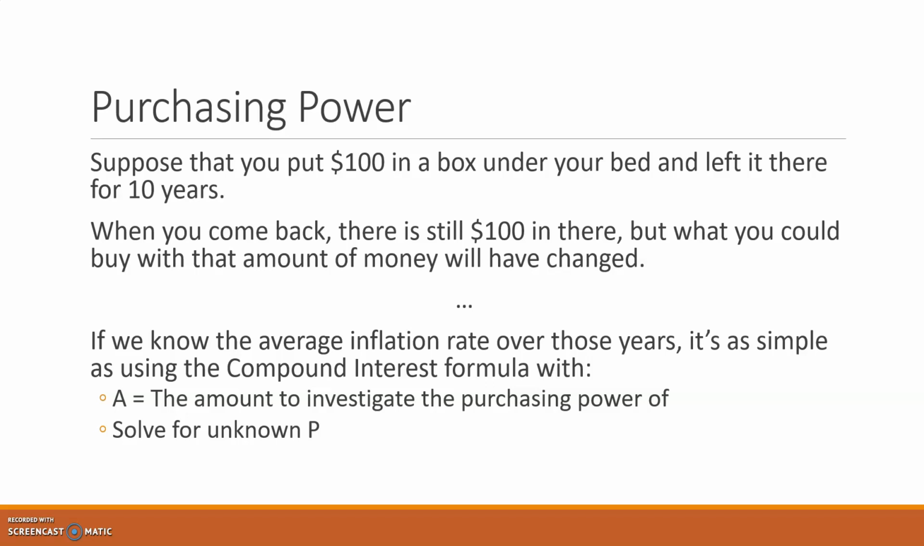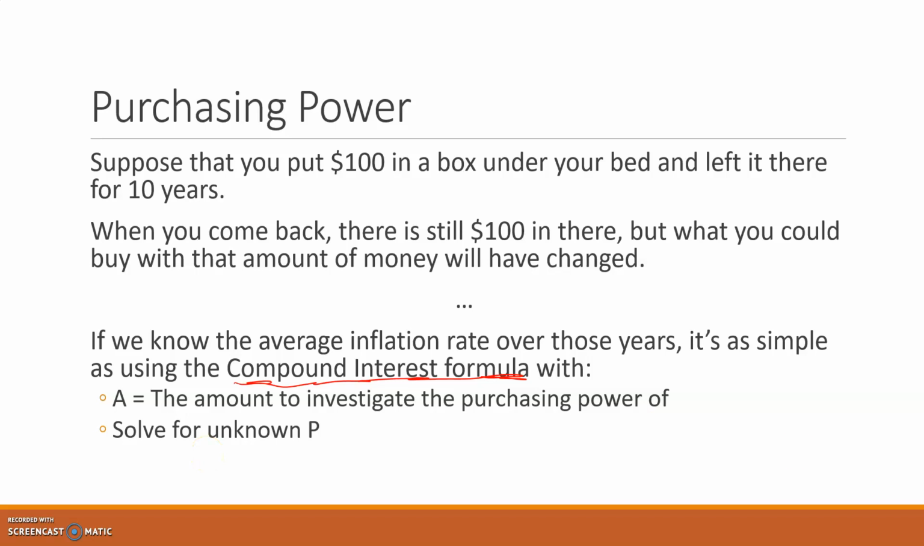So let's take a look at this example here as well. Suppose that you put $100 in a box under your bed and you leave it there for 10 years. When you come back, you've still got that $100, but obviously what you could buy with that amount of money will have changed. Because of inflation, the $100 won't actually buy you what you today think is $100 worth of stuff. If we know the average inflation rate over those years, doing these calculations is as simple as using the compound interest formula still, but now we replace A in the formula with the amount that we're investigating the purchasing power of, and then we solve for the unknown P.